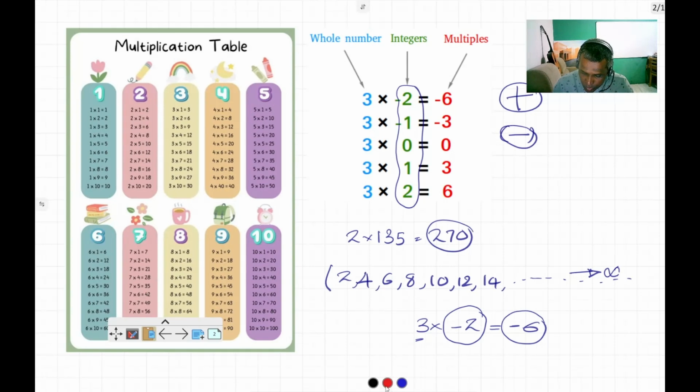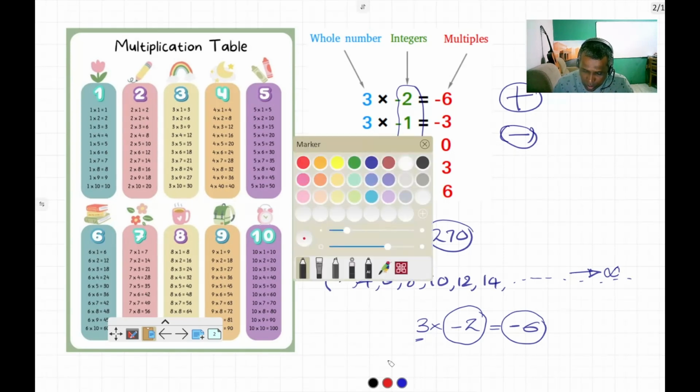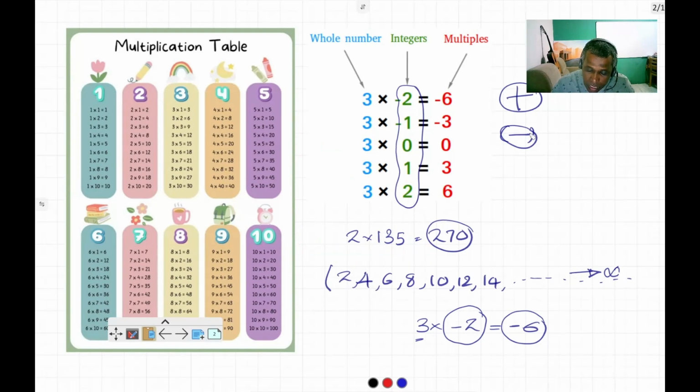It's very important. Sometimes you may think they are limited. No, they are not limited. They are infinite. They are not going to end. There are many multiples. They are an infinite number of multiples.